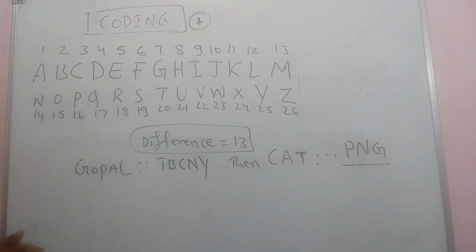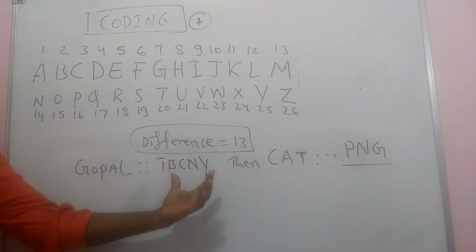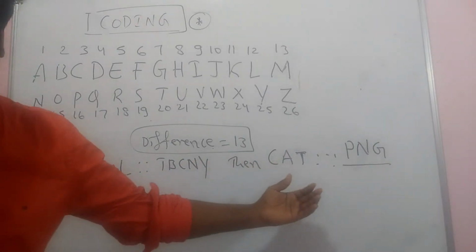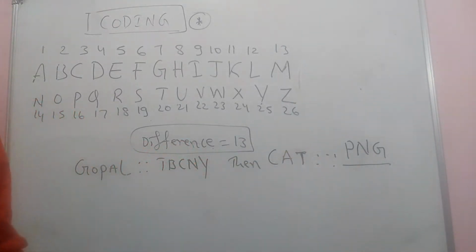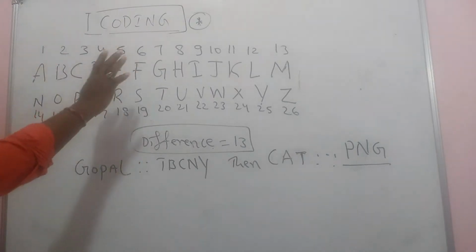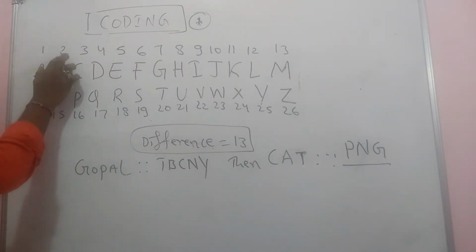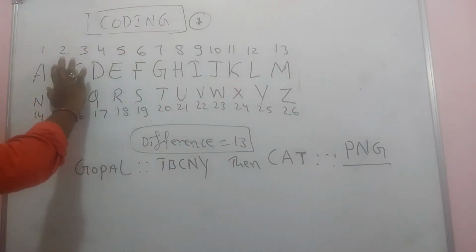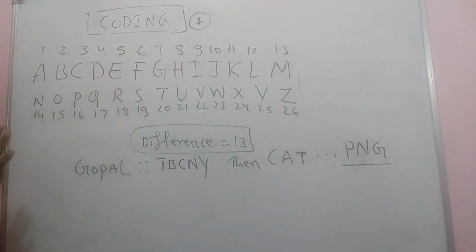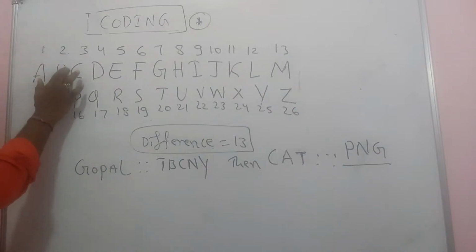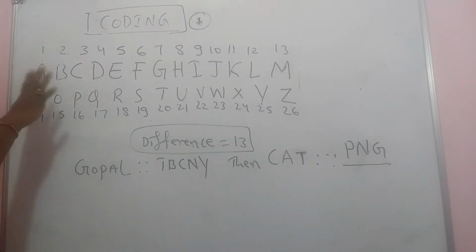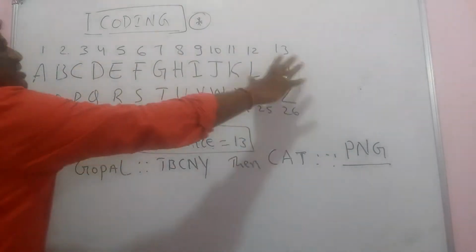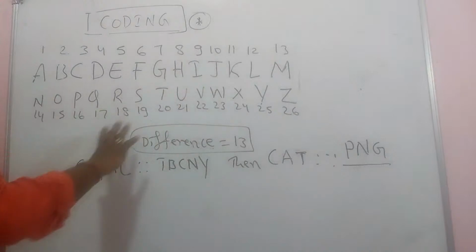They are called corresponding letters. So Gopal's corresponding letters are T, B, C, N, Y. Then CAT, cat: the corresponding letters are P, N, G. Understood? So these are corresponding letters. And remember, A1, B2, C3, D4, E5. You have to remember these numbers also in coding languages. You should remember what A is, what B is, what C is. If you write it once on paper when you are writing the coding and decoding exam, it's over. These are called corresponding letters.